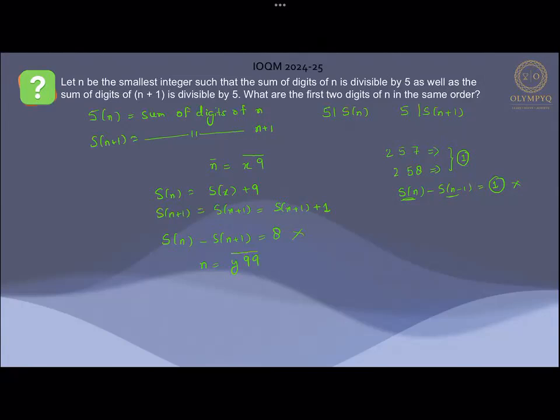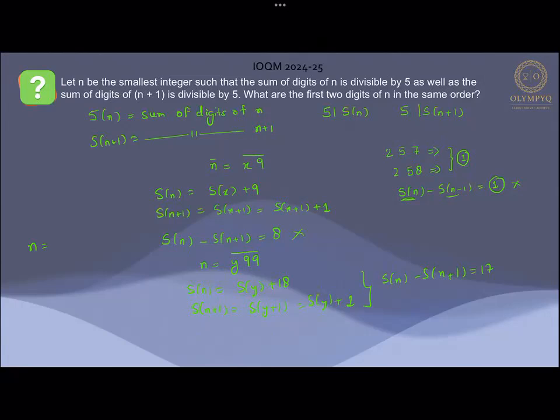In a similar way, S(n) is going to be equal to S(y) plus 18. Similarly, S(n+1) is going to be S(y+1), which is S(y) plus 1. Again, if we take the difference, we get 17. This is not a multiple of 5. So this implies that n is now going to be some z999. The same process will keep continuing until we get 4 nines.